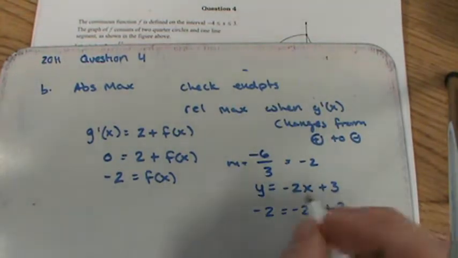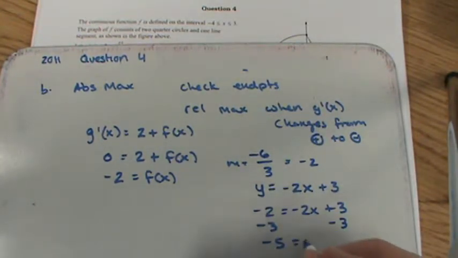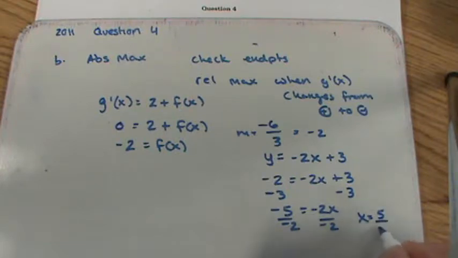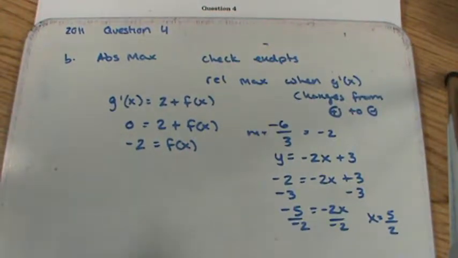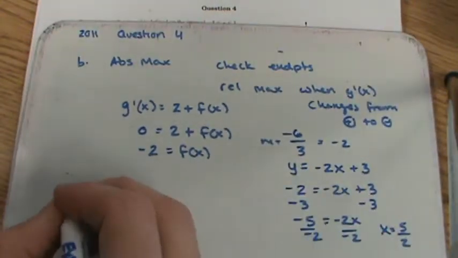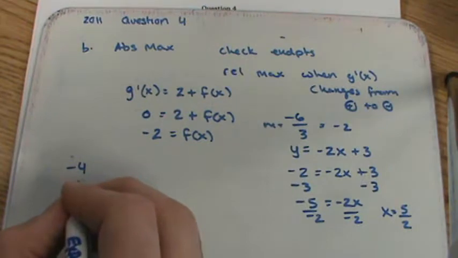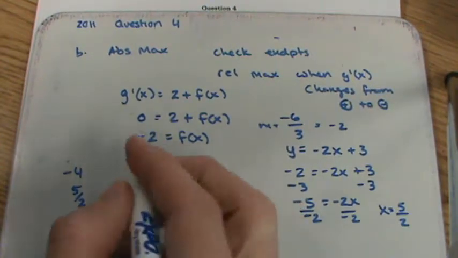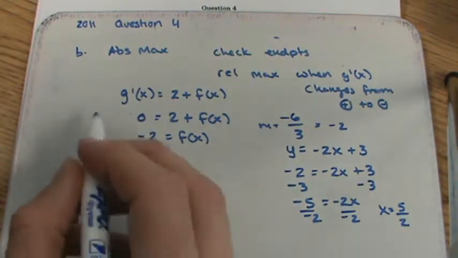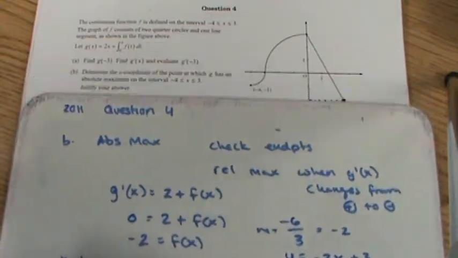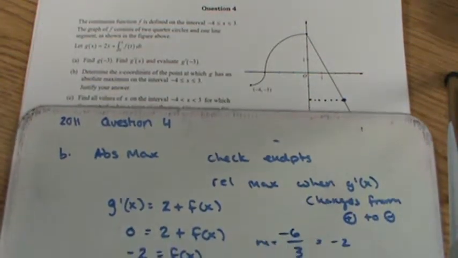So if I do -3 minus 3, this is -5, equals -2x, divide by -2, x is going to equal 5/2. So now I have the values I have to check. I have to check my endpoints, -4 and 3, so -4, 5/2, and 3. All right, so this is going to be a little table that we make. This is our x value, and we are trying to find the absolute max of g.